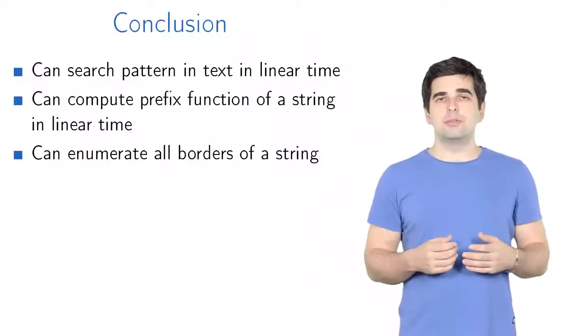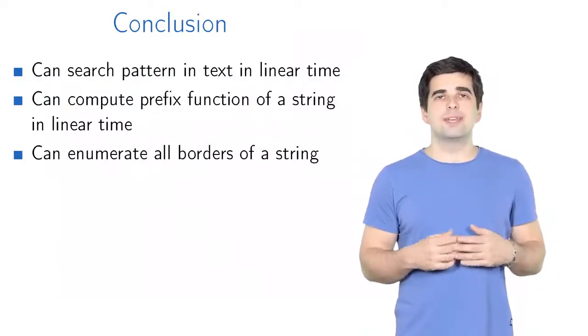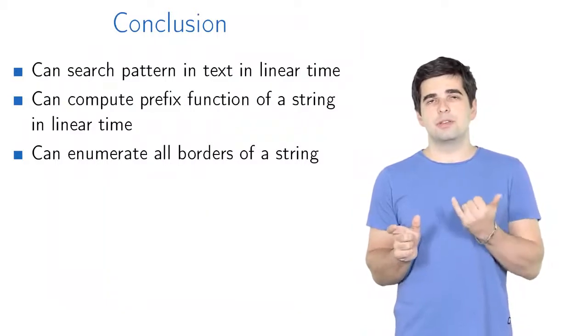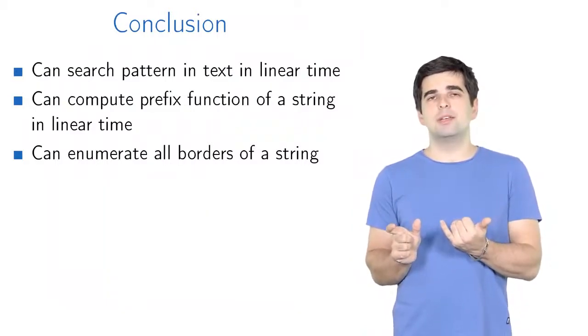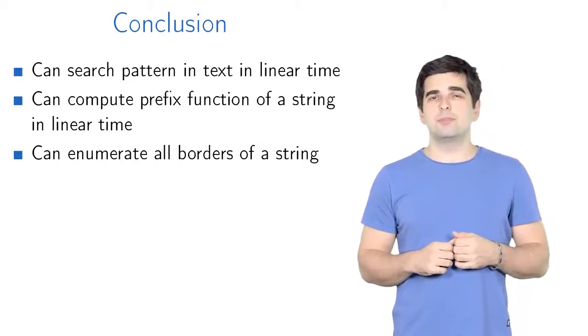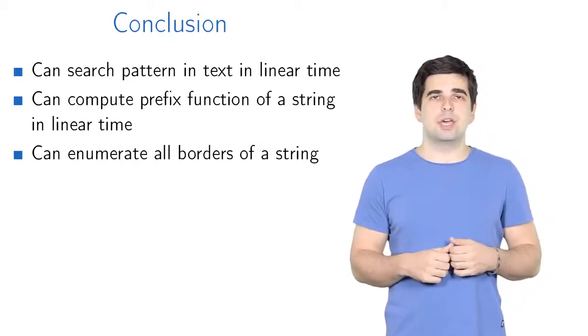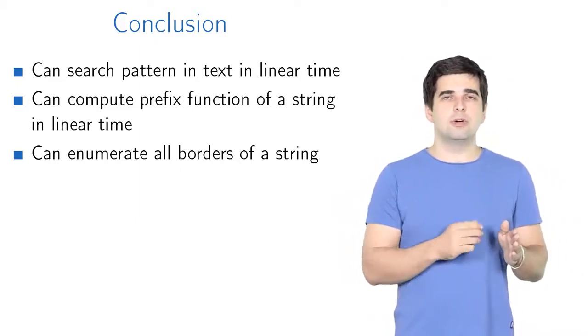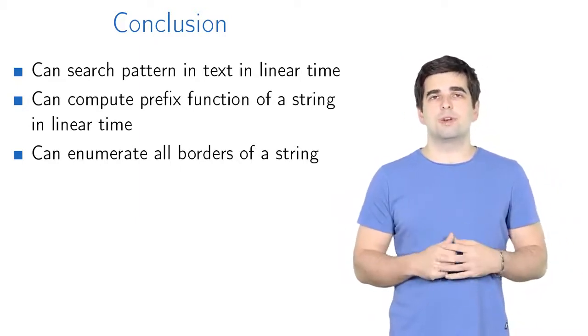In conclusion, you now know the Knuth-Morris-Pratt algorithm for exact pattern matching. You can find all occurrences of the pattern in the text in time linear in terms of the length of the pattern and the length of the text. You can also compute the prefix function of any string in linear time. And you can go through all the borders of any string in order of decreasing length using the prefix function.